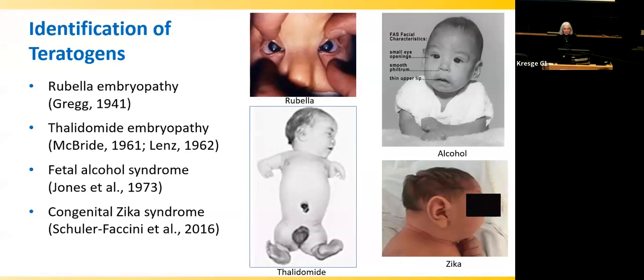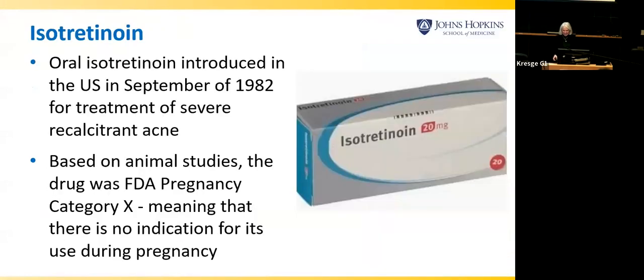So now I'm going to talk about isotretinoin. So oral isotretinoin, or you may know it as Accutane, was first introduced in the United States in September of 1982 for treatment of severe recalcitrant acne.